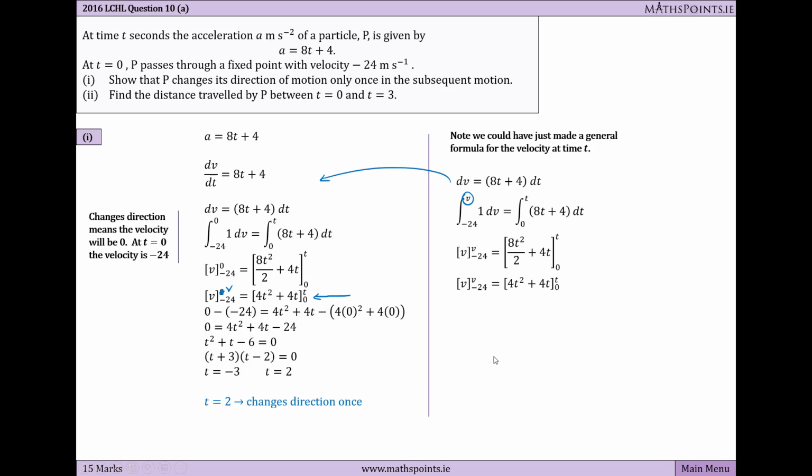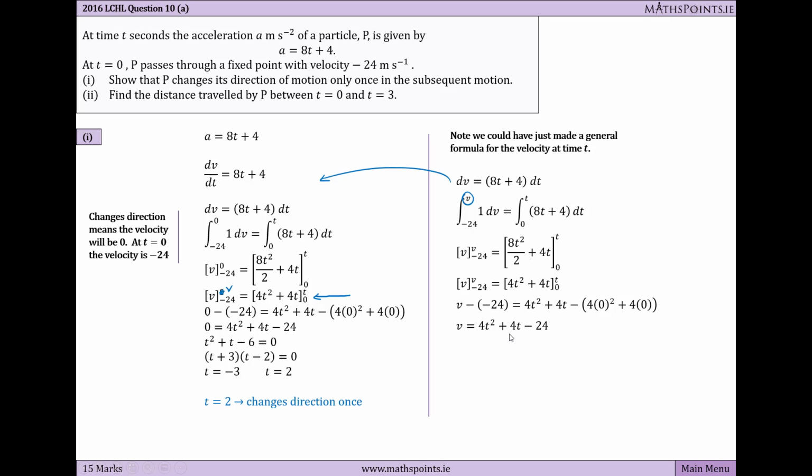So if we skip on to that line, we can see that we have v minus minus 24 equals 4t squared plus 4t. And so if we bring the 24 over to the other side, we have the velocity is equal to 4t squared plus 4t minus 24.